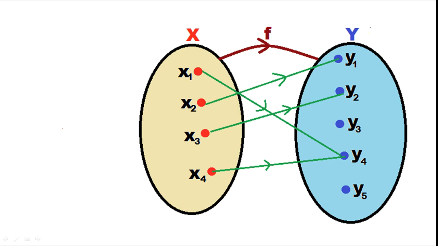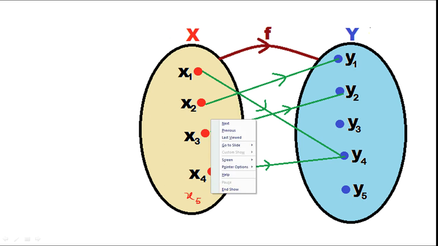Here you can see that image of x1 is y4. Image of x2 is y1, image of x3 is y2. You can see in the diagram. Similarly, image of x4 is also y4. Every element of set X must have an image. If there is one more element, suppose we are assuming there is one more element x5 and it is not having any image in set Y, then it will not be a function. Then f will not be a function.